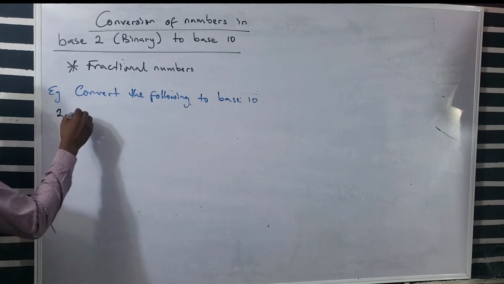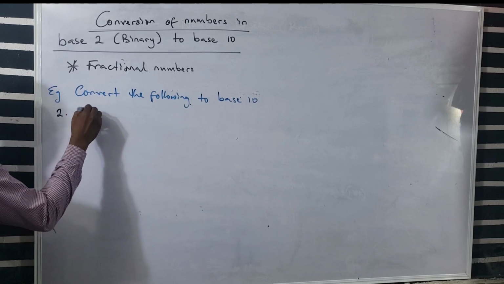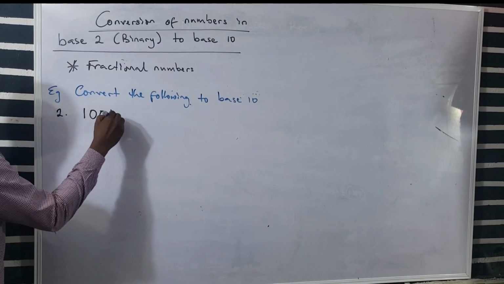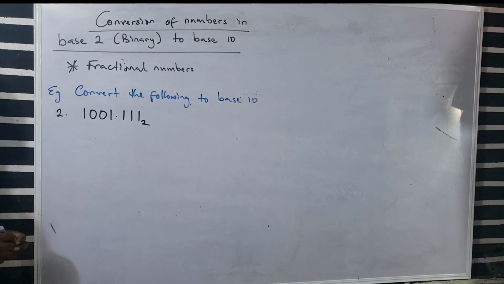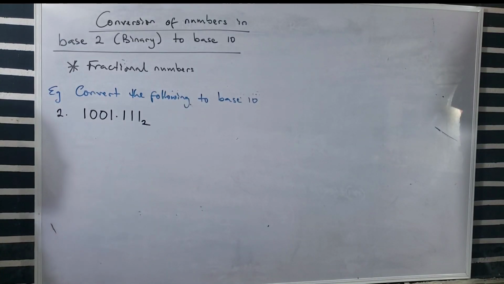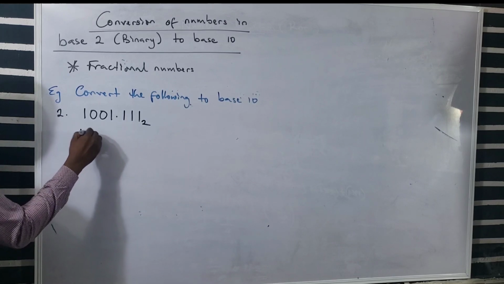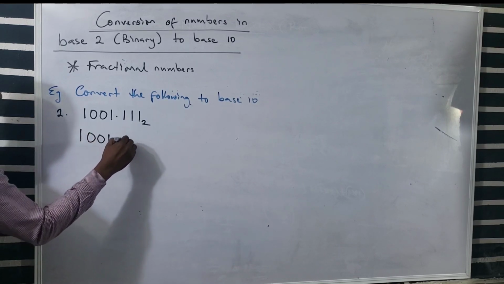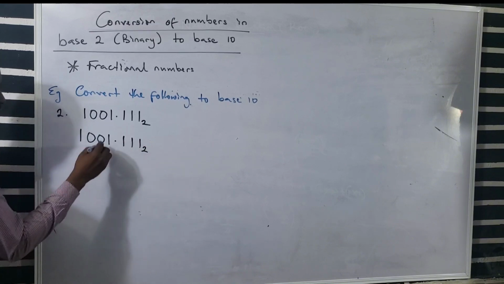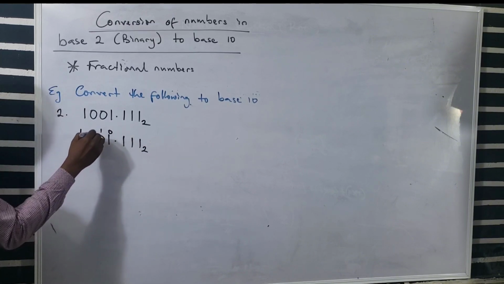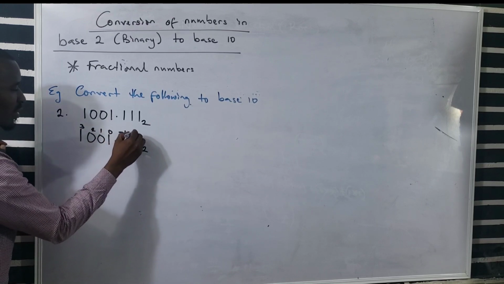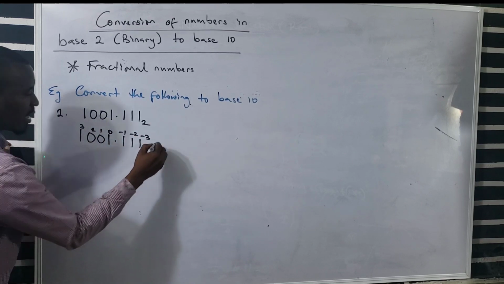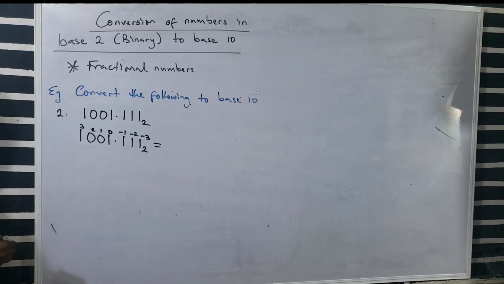Example 2, let's have 1001.111 base 2. Okay, so let us have a problem like this. The first thing I will do is to rewrite my numbers and index it. So 0, 1, 2, 3, and here will give me -1, -2, -3. Then we expand in that base.